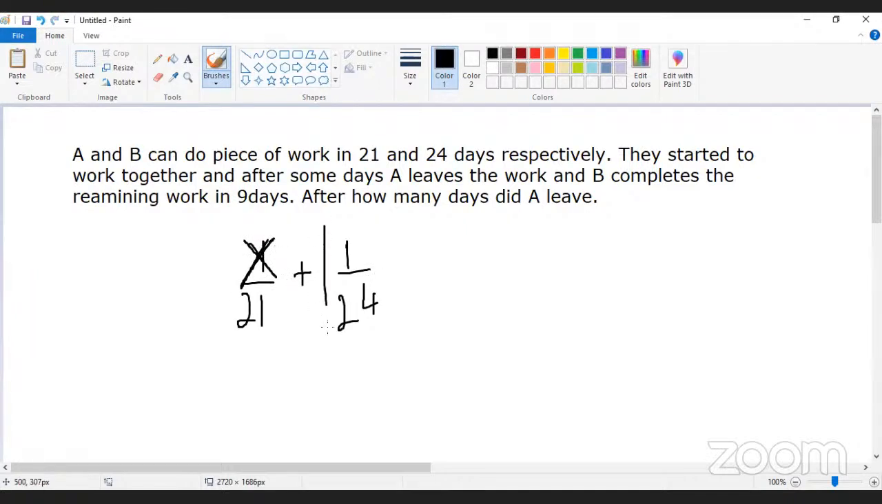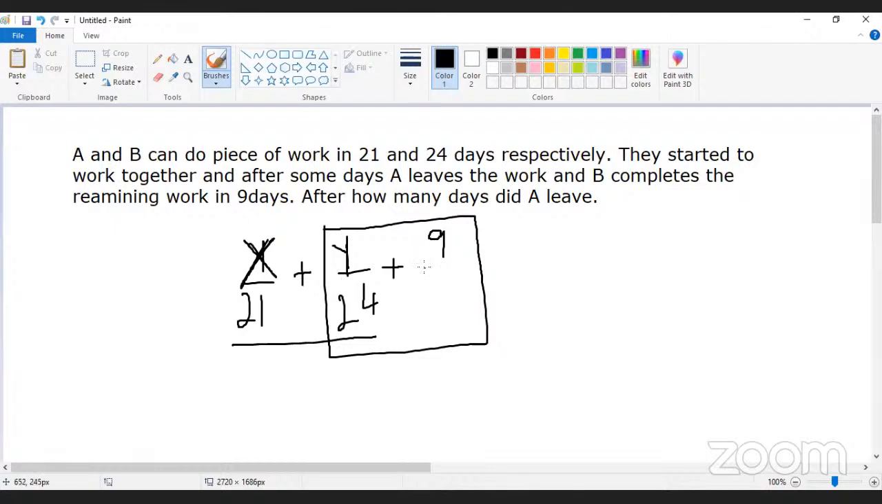Then only B worked the remaining days. B worked for the remaining days and he completed the work in 9 days. So I can say that the remaining work, this also I don't know, I can take it as Y. For example, I don't know how many days he worked along with A. The remaining days will be 9, for he worked for the 9 days so that the work got completed. Am I correct? Yes, sir.